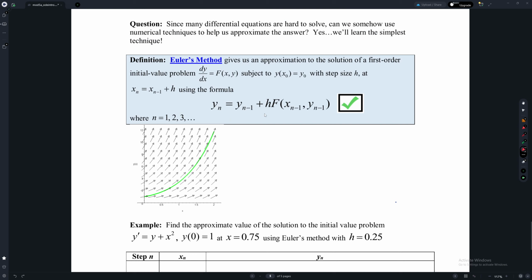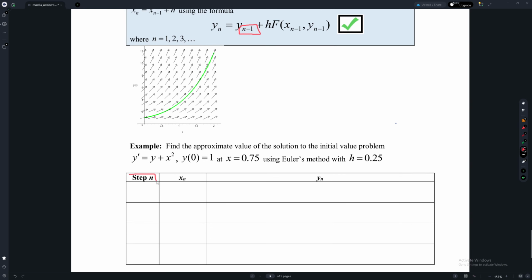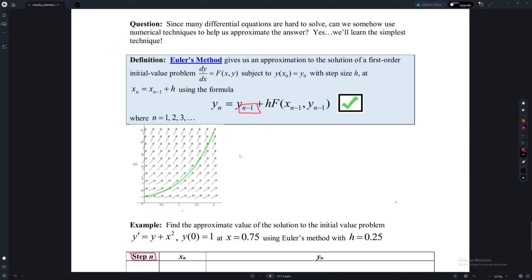For most students, when they read n minus 1, they're like, oh, this looks scary. In Euler's method, n identifies the steps. So you see here, it's step n. So yn is the current step, so it would be y current. And n equals n minus 1 means y from last step, because if this is the current step and you minus 1, that is the last step, right? And so it's y last step. And you'll see more into it.